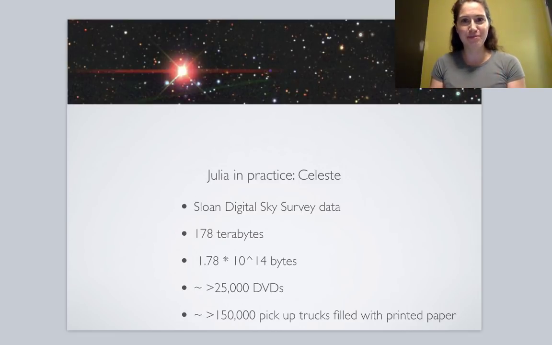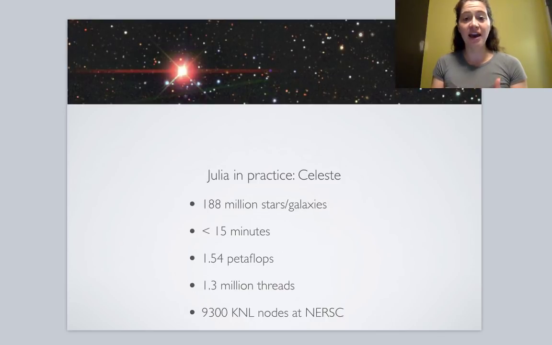So NERSC is the supercomputing center up at Lawrence Berkeley National Lab in the Bay Area. And so harnessing both the power of Julia as their software and these NERSC supercomputers as their hardware, they were able to catalog 188 million stars and galaxies. So this meant identifying the colors and the brightnesses and the morphologies and the locations of all of these different astronomical objects. And they were able to run the calculation that generated this huge catalog in under 15 minutes.